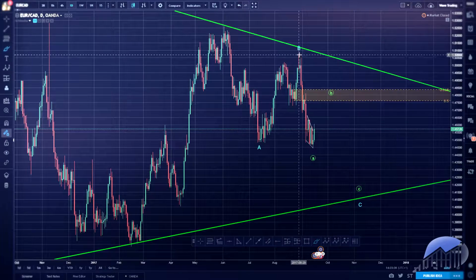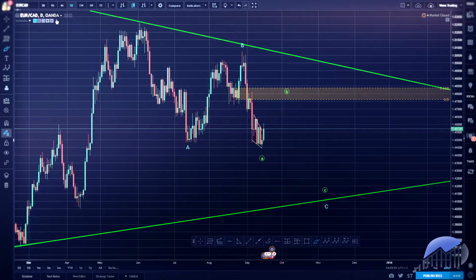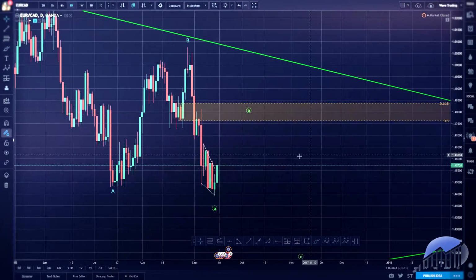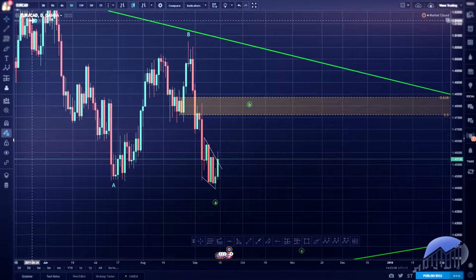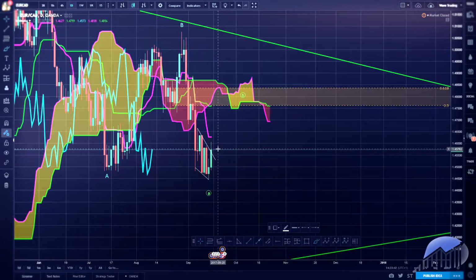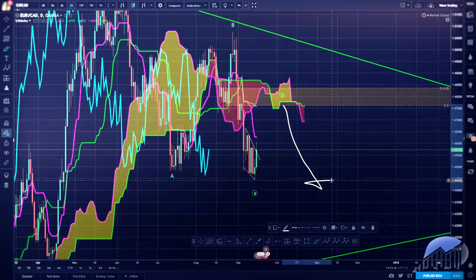So we've had this A wave here, relatively easy to count. Ending diagonal for wave 5, and we've now broken that ending diagonal, meaning we've got a bullish bias. Let me just turn on the Ichimoku cloud. So short term bullish, slightly longer term bearish.